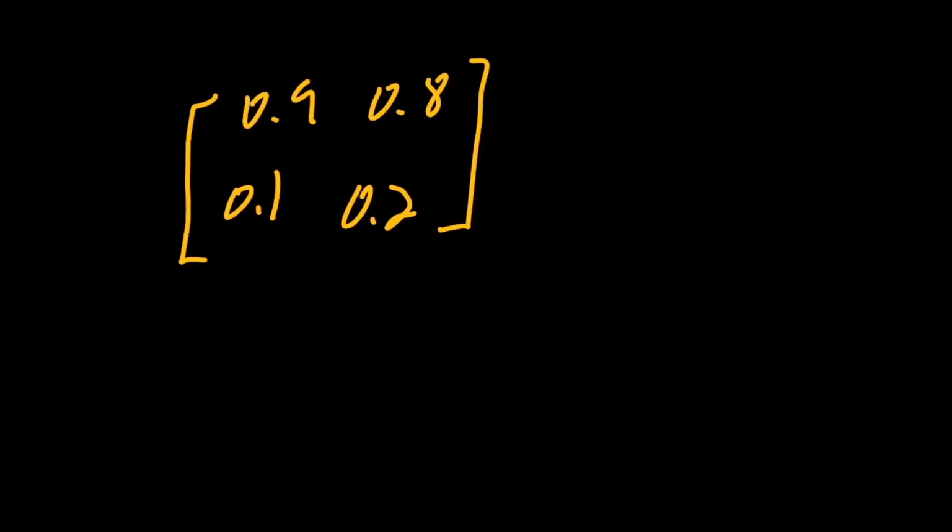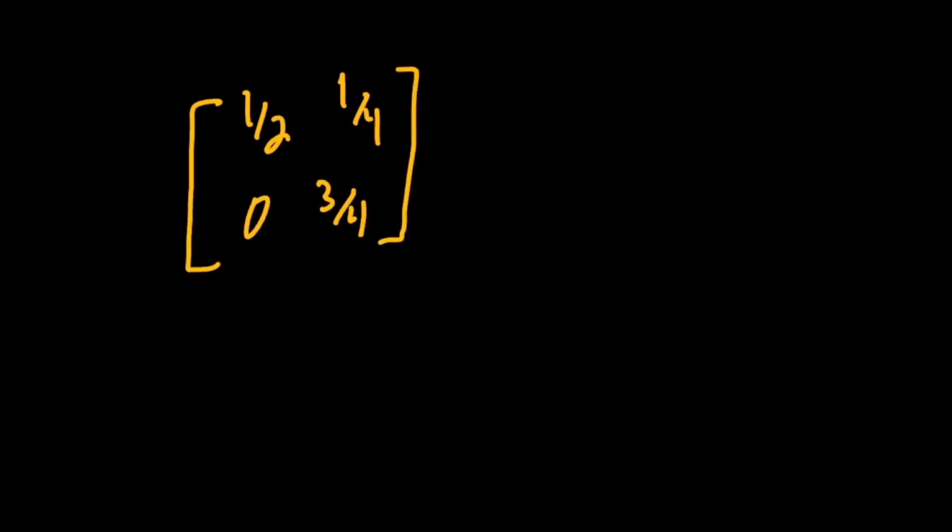Okay, here's a shorter one. Each entry is between 0 and 1, so that's out of the way. And what about the columns? Do they add up to 1? Well, it doesn't take much math to figure that out. We can deduce the answer by observation. And it turns out each column results in 1, so this matrix is therefore stochastic.